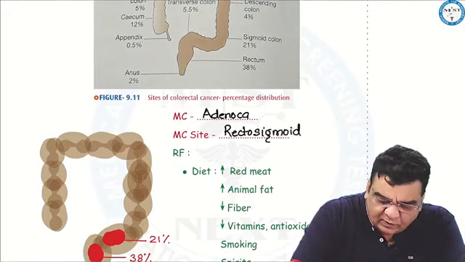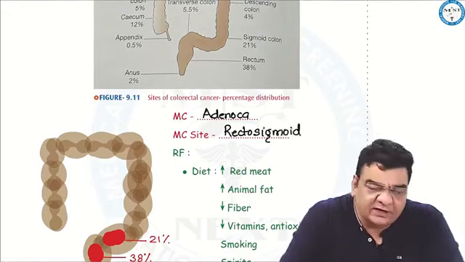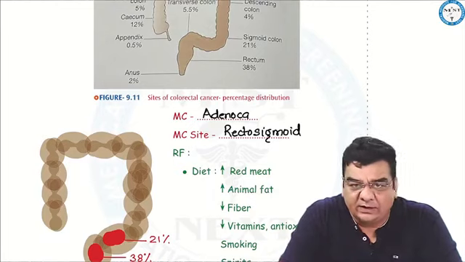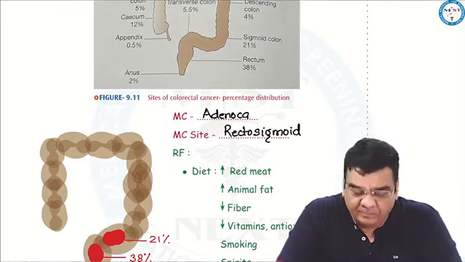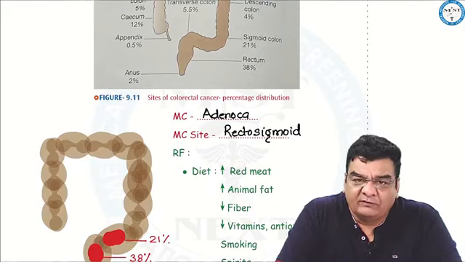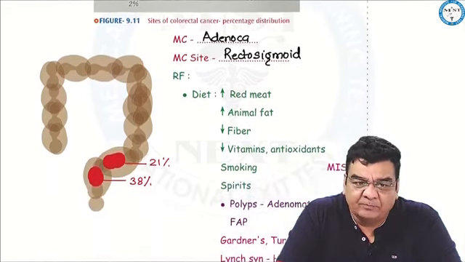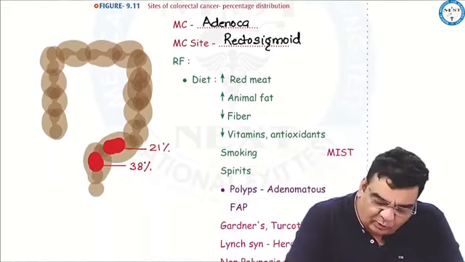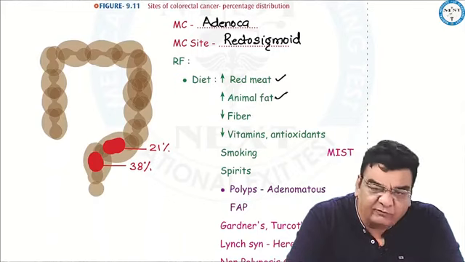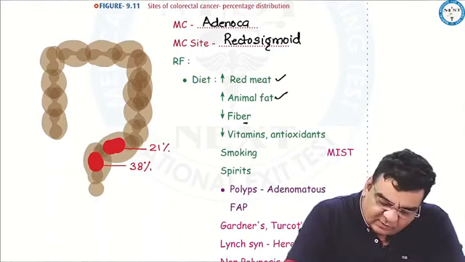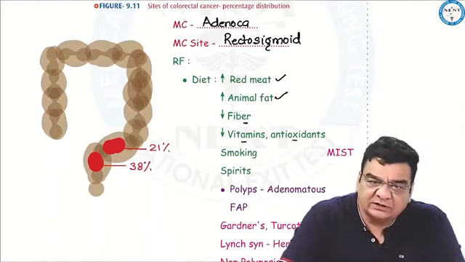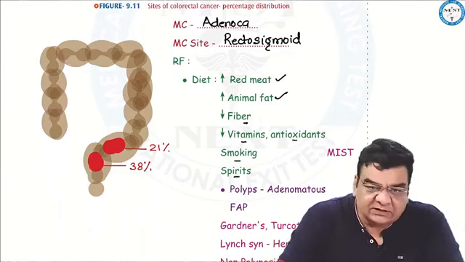Risk factors, what we know about. Generally, GI cancers are related to what you eat. That is one of the most important factors for GI malignancies. People who take more red meat, animal fat, less fiber, vitamins and antioxidants, smoking, spirits.